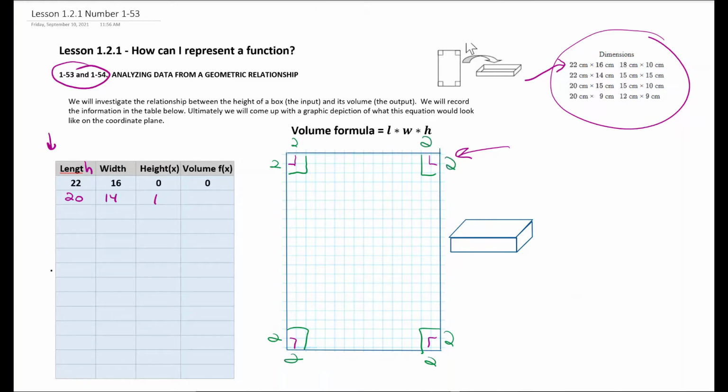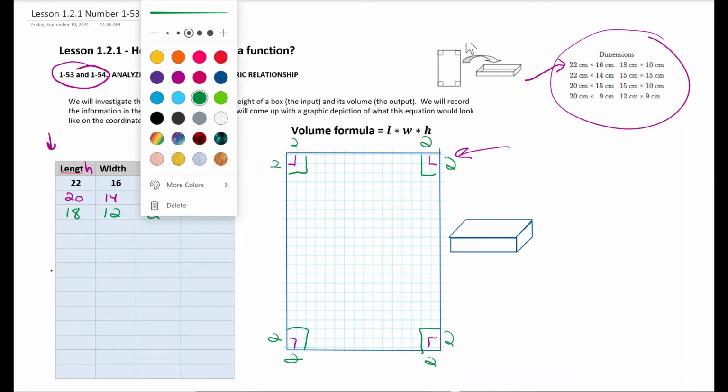All right. And so that means I'm subtracting 4 from each length and width. So if I take 4 from the original, it's now 18. And 4 from the original width, it's now 12. Because our height is 2. So the next thing we're going to do is we're going to choose a height. Let me choose a different color again. And we're going to choose a height of 3.